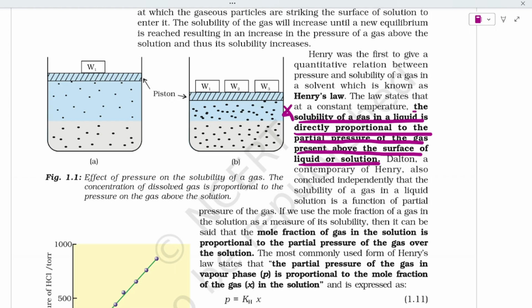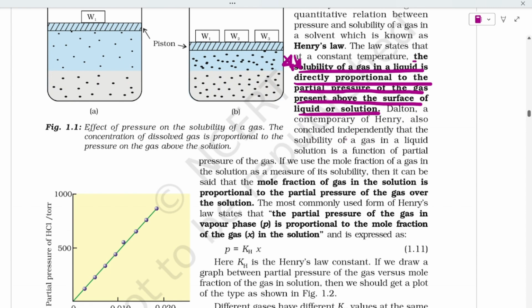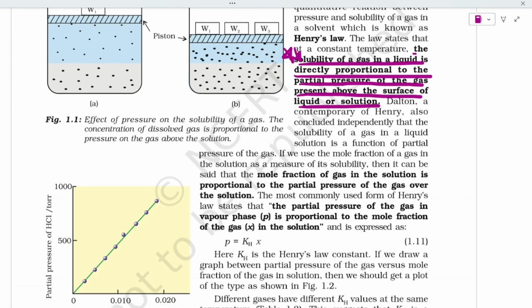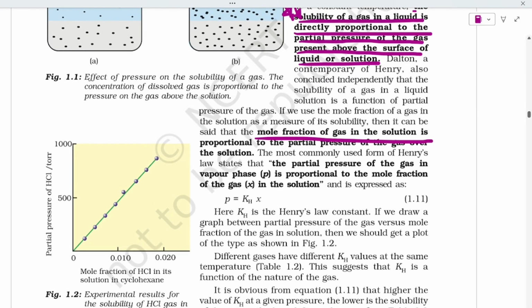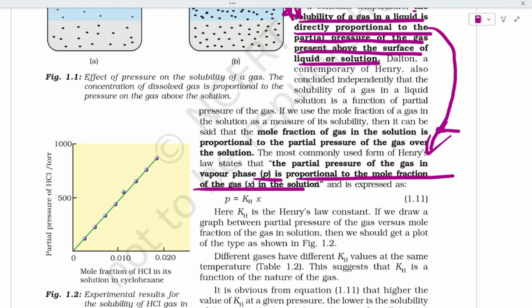It is one of the most important and repeatedly asked questions. Dalton, a contemporary of Henry, also concluded that the mole fraction of gas in the solution is proportional to the partial pressure of the gas over the solution. The most commonly used form of Henry's law is that the partial pressure of the gas, P, is directly proportional to the mole fraction of the gas.